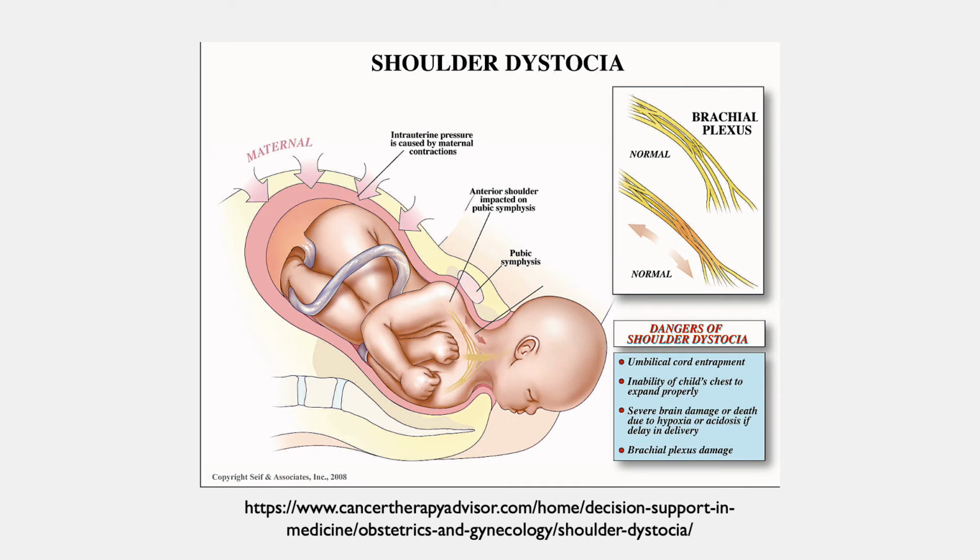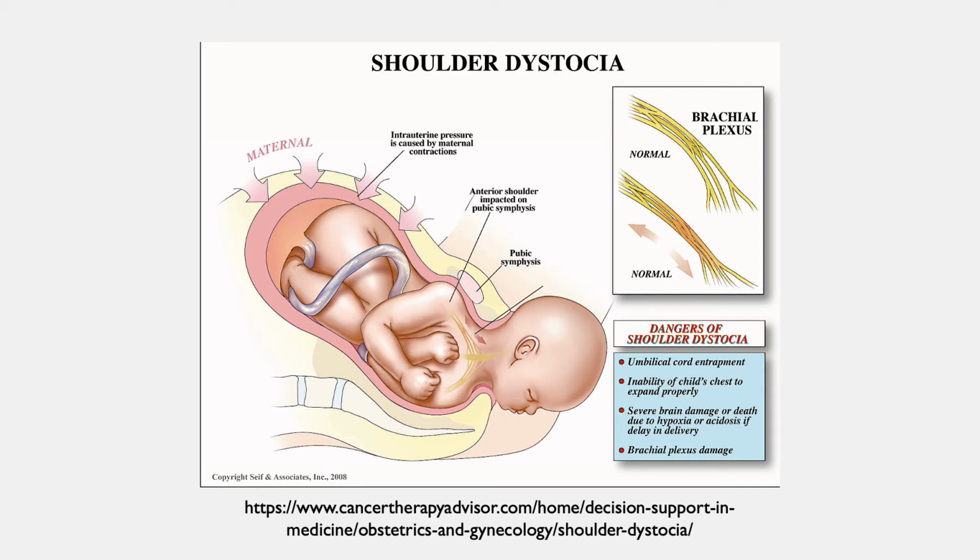Okay, now just a little bit more about shoulder dystocia, which once again is when the baby's anterior shoulder gets stuck on the mom's pubic symphysis, which is dangerous for both the mom and for the baby. It's dangerous because it could cause umbilical cord entrapment and the inability of the child's chest to expand properly, which both could lead to severe brain damage or death due to hypoxia or acidosis because of the delay in delivery, and also brachial plexus damage.